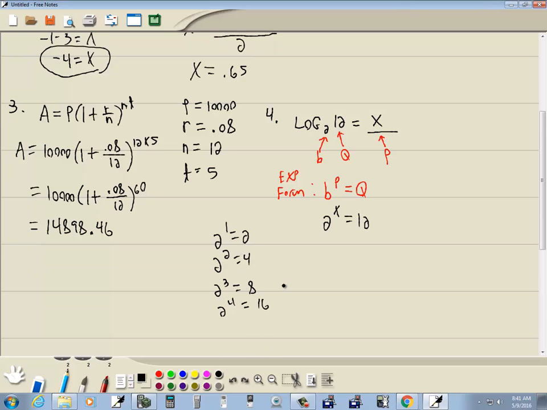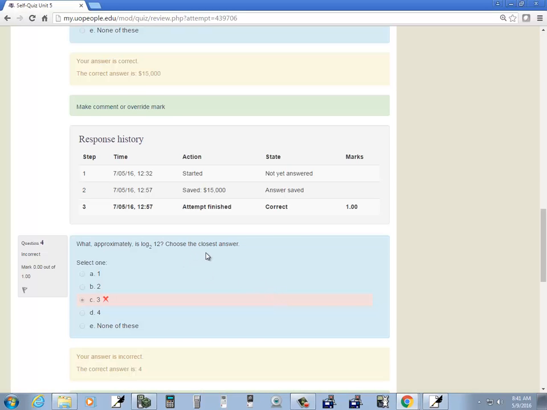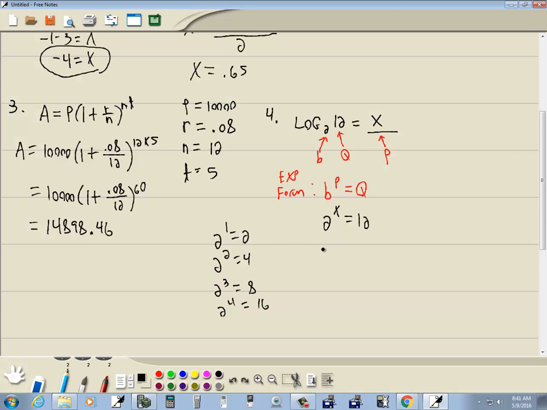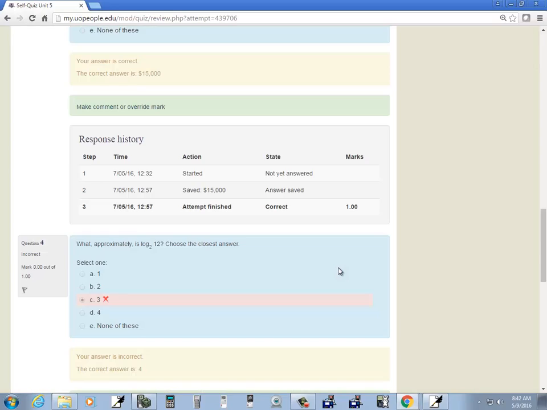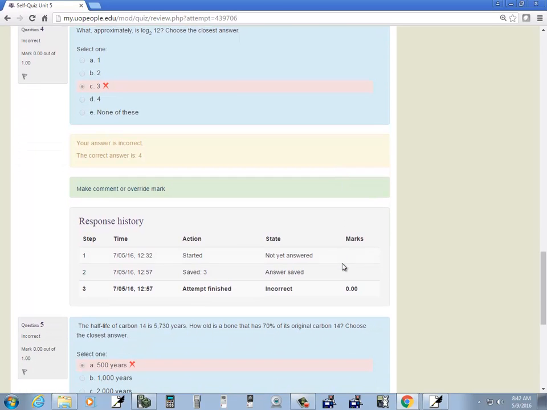Interesting. They said the correct answer is 4, but unless it's just too early in the morning, it looks to me like 12 is halfway in between 8 and 16. So it's a distance of 4 from 8 and a distance of 4 from 16. I would have said actually X is equal to 3 or 4 in that one. Okay.